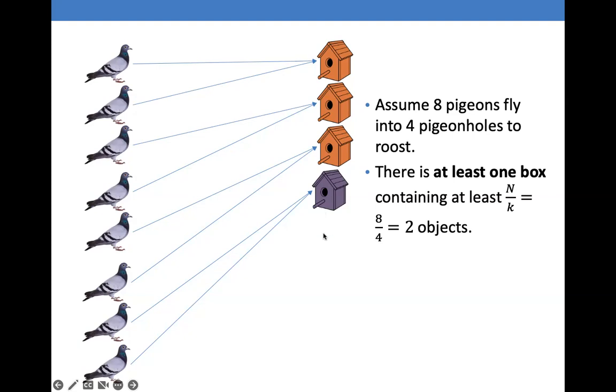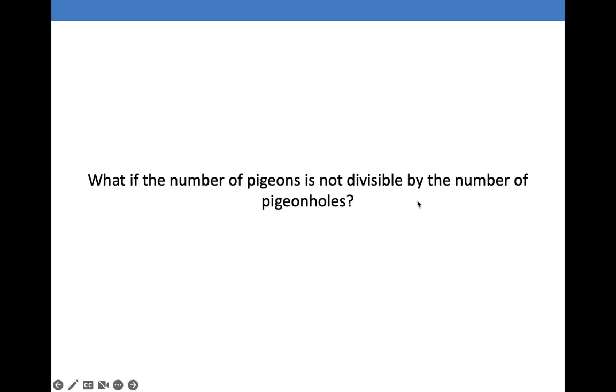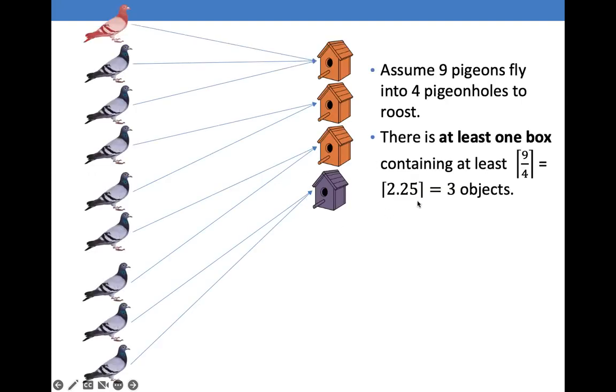Okay, so now what if the number of pigeons is not divisible by the number of pigeonholes? So for example, we have 4 pigeonholes and we have 9 pigeons. So 9 divided by 4 will be equivalent to 2.25. Okay, so we cannot actually subdivide this extra pigeon into different pigeonholes, right? So what we can do is this pigeon will be sharing with the other pigeons, all right, in one pigeonhole.